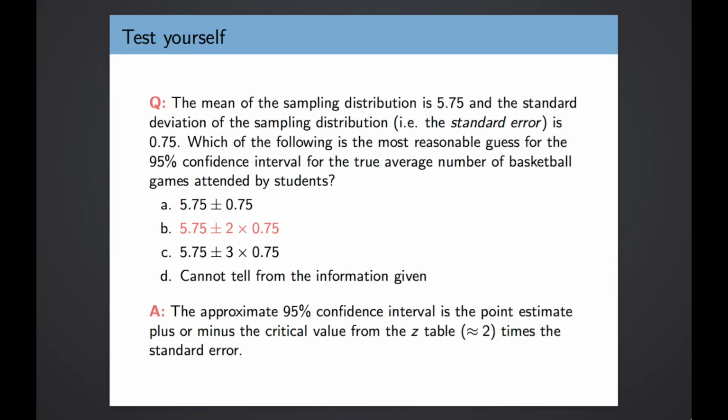So remember that our formula for the 95% confidence interval is our point estimate. So in this case, the mean of the sampling distribution, 5.75, plus or minus a critical value times a standard error. So our critical value is approximately 2 for a 95% confidence interval, and our standard error is 0.75. So the correct answer here is B, our point estimate, 5.75, plus or minus 2 times the standard error.